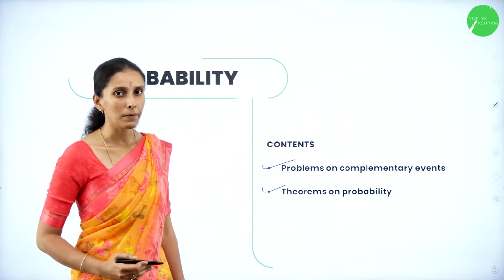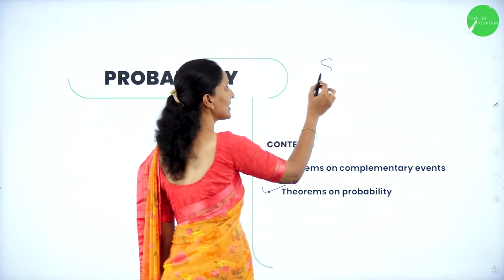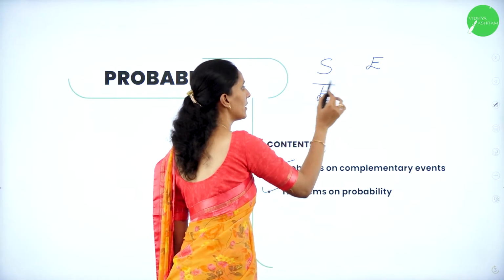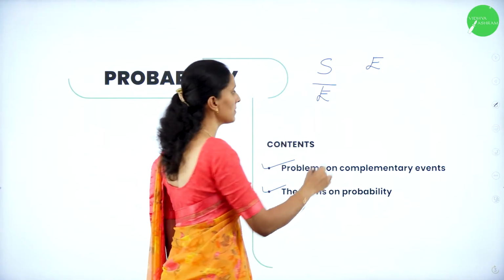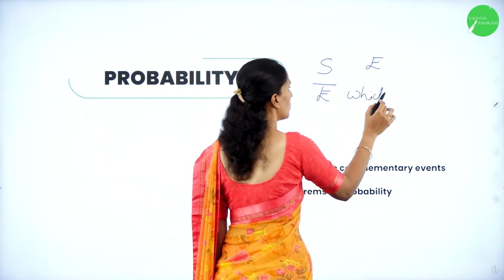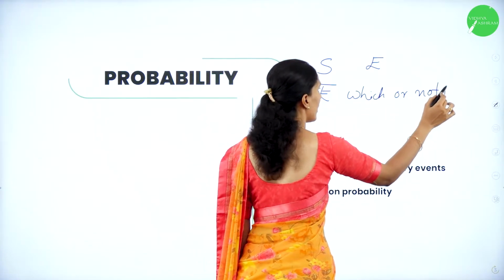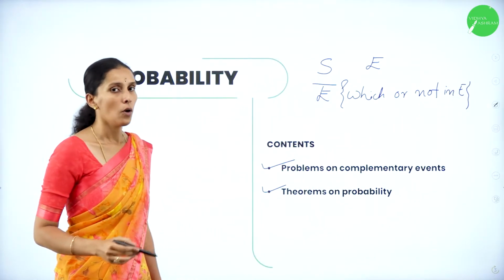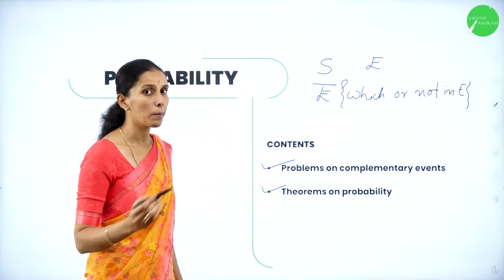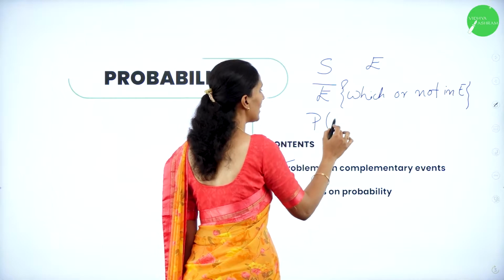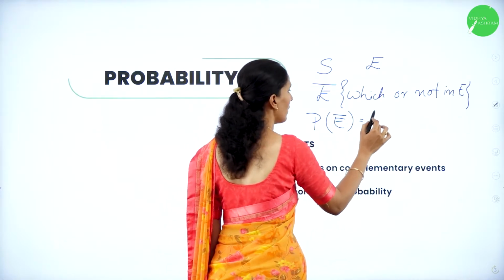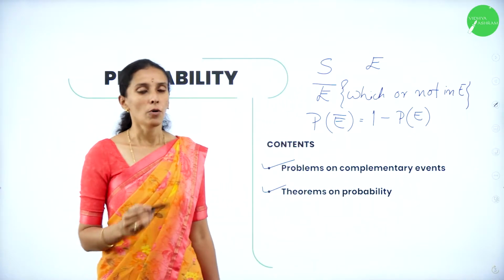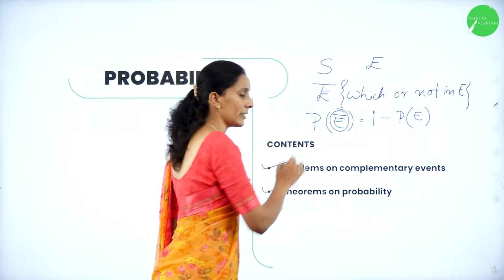So what do you mean by complementary event? Suppose S is a sample space and E is any event. Then E complement is the set of all outcomes which are not in E. So how do we calculate the probability of a complement event? We have learned the property, that is, the probability of E complement is always given by 1 minus the probability of the given event. Make sure it is also called as not E sometimes.